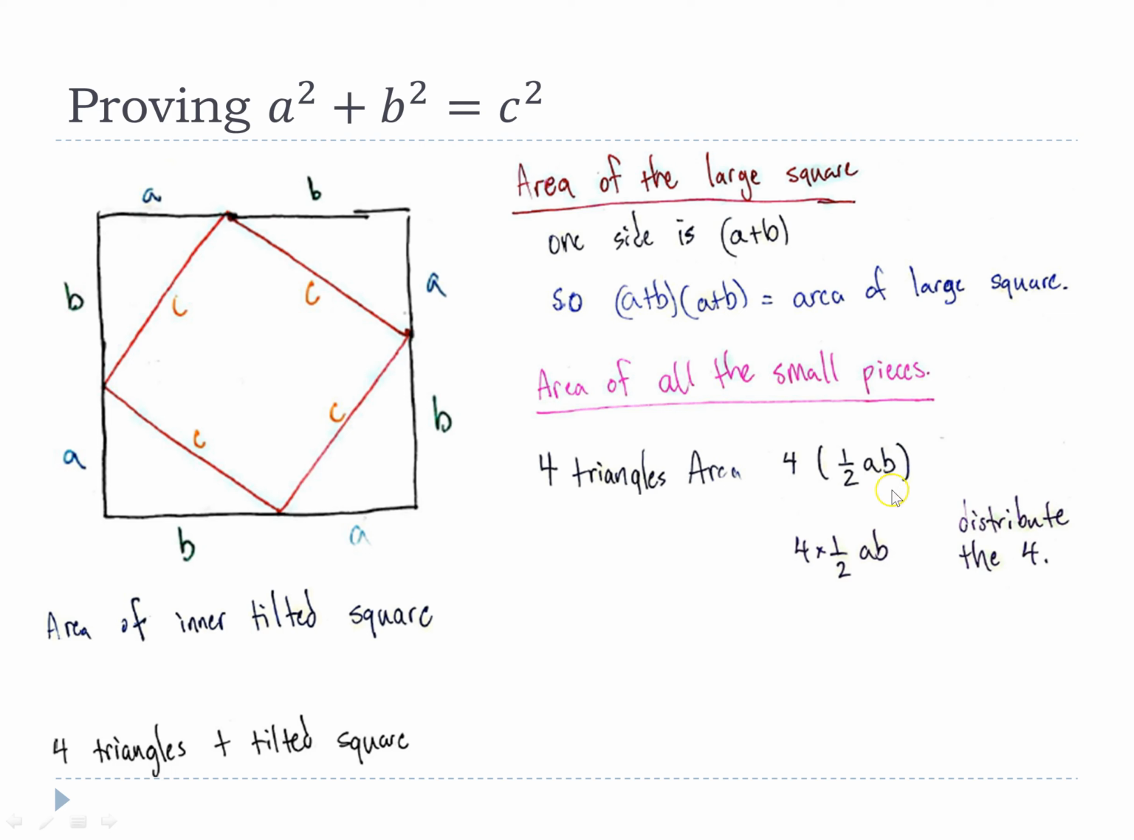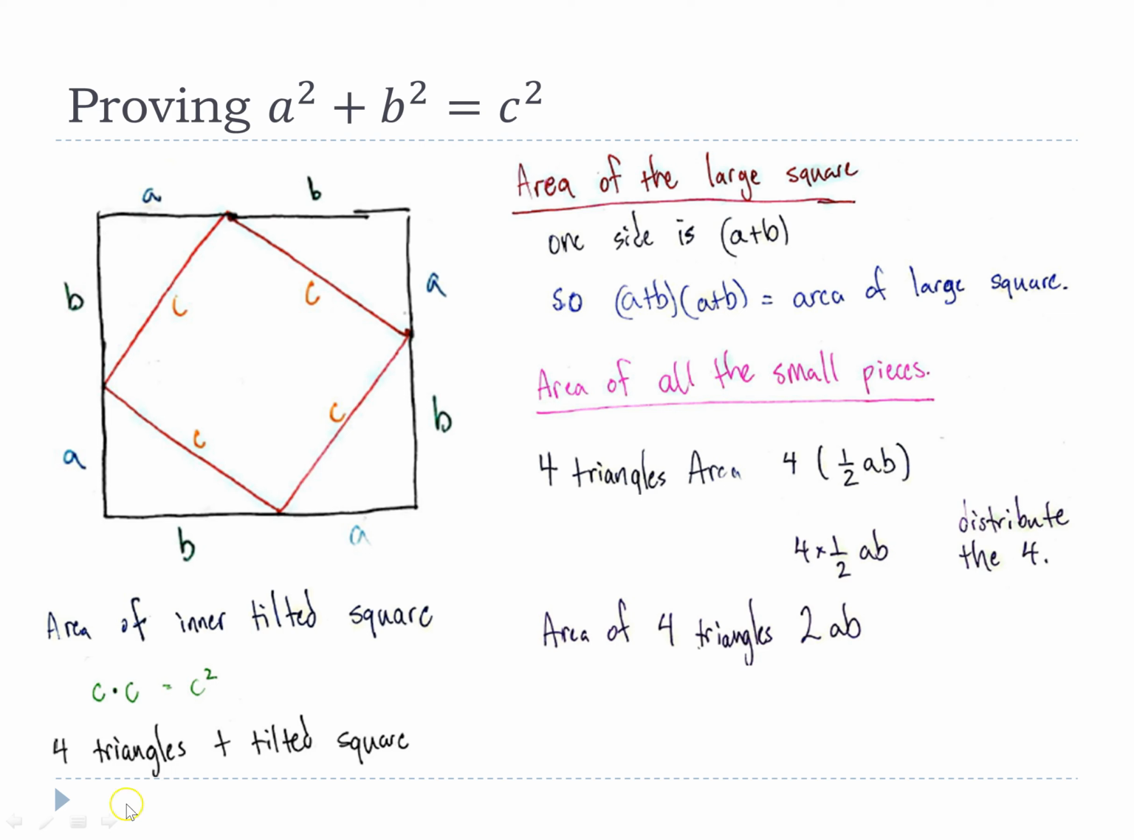So 4 times 1/2, or half of 4. I know people are screaming at their screens right now because half of 4 is 2. So the area of 4 triangles is 2AB, 2 times the product of A times B. That's the area of just the 4 triangles on the outside of the square. Now we look at the area of the tilted square inside the shape. I multiply one side by the other, and one side is C and the other side is also C. So the area of the tilted square is C times C, or C squared.